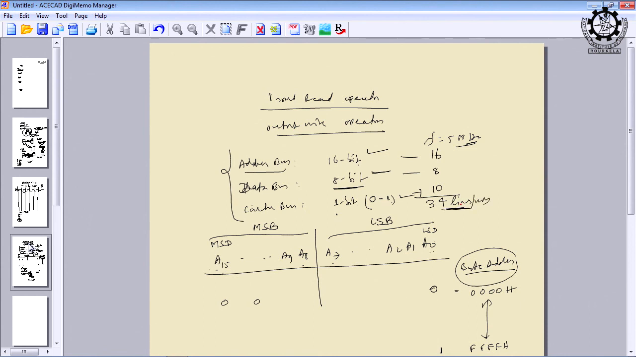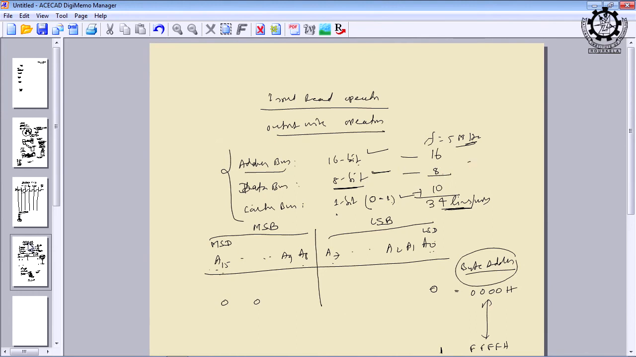Is it possible to reduce this number of wires? Is it possible to mix the address bus with the data bus? The same set of lines which are used for address can be used for data also. Think this, and it is possible. Why? Because these operations, step 1, step 2, step 3, are not parallel, they are done serially. Unless one is completed, other cannot be started. Therefore, why can't you make use of the same address bus as the data bus in a different instant of time?